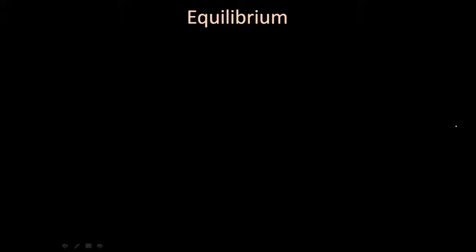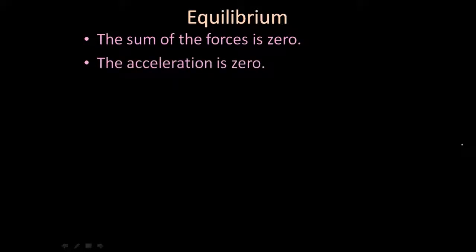Hello again. Today here in physics class, we're going to be talking about situations of equilibrium. Equilibrium can mean a lot of things in everyday English, but in physics it's very simple. It means that the sum of all the forces on an object is zero. If that's true, then the object is in equilibrium. But what does it mean to say that the sum of the forces is zero? What are the consequences of that? Well, very simply, it means that the acceleration is also zero.